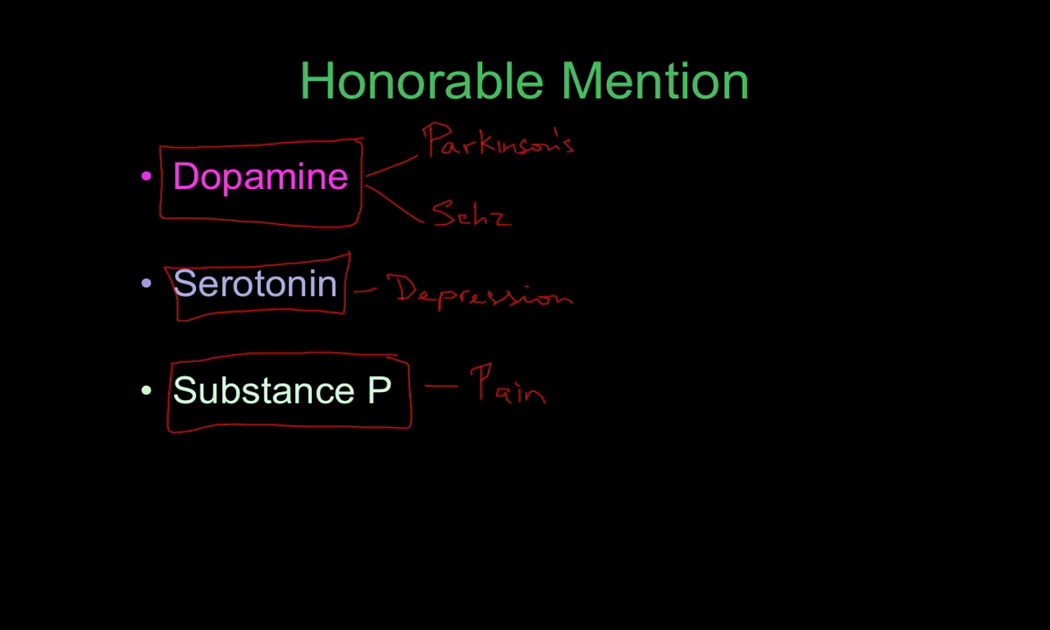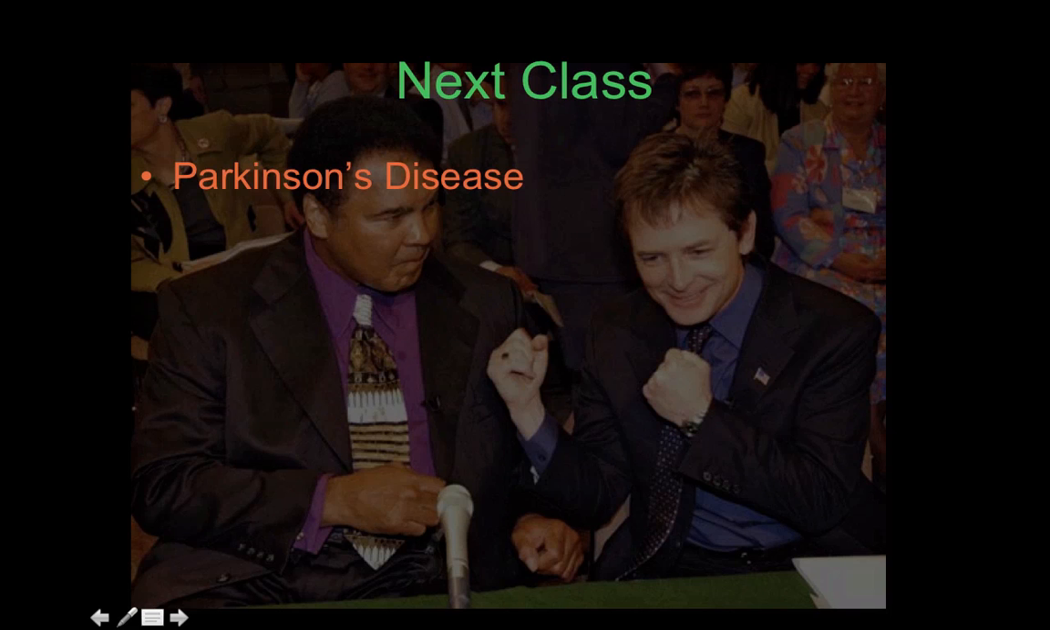So again, dopamine plays a big role in Parkinson's disease as well as schizophrenia. Serotonin, as well as norepinephrine, will play an important role in depression, and substance P, which is a neuropeptide, has a big role to play in pain perception. So when we're doing the sensory system and looking at pain, we'll talk a little bit about substance P. Again, in the next class, we're going to be studying Parkinson's disease, and I'm going to tell you a lot about it.